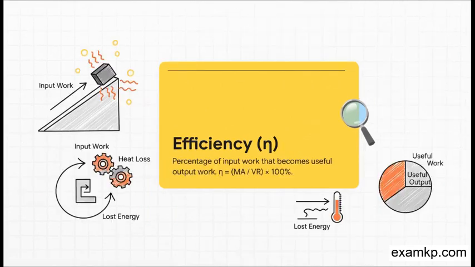Finally, we have efficiency. You see, in a perfect world, all the work you put in would be used to move the load. But we live in the real world, and in the real world, we have friction. Friction is like a little thief that steals some of your energy. Efficiency tells us what percentage of work actually gets the job done. It's the MA divided by the VR turned into a percentage. And a key thing to remember, no machine is ever 100% efficient.